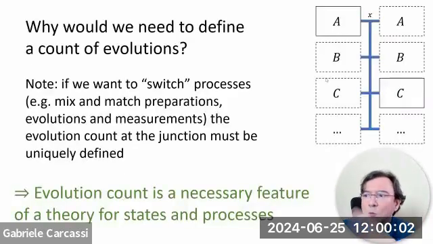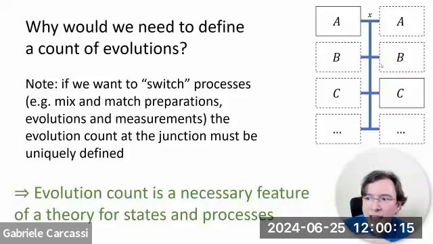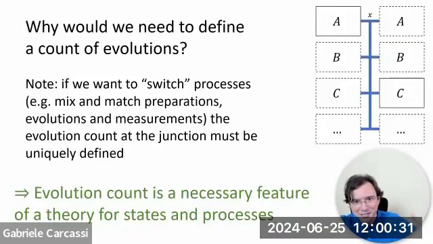Well, what we really want to do in physics is be able to mix and match different processes. I start with one process, and then I put another process: start with a preparation, then I make it evolve, and then I put some measurement at the end. We want to mix and match all these processes like Legos, and we need to put something at the junction. The evolution count needs to be the same at the junction, because we need to put things together. When we put these tubes together, they have to match. Otherwise, it's not going to work.